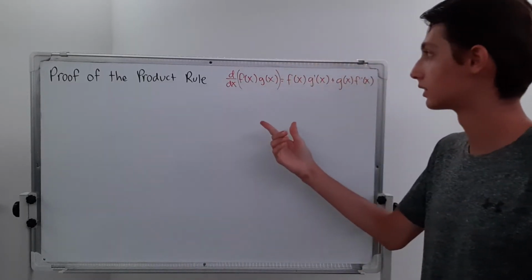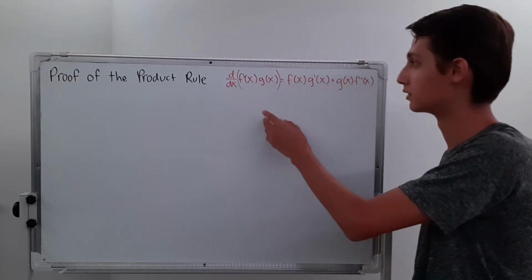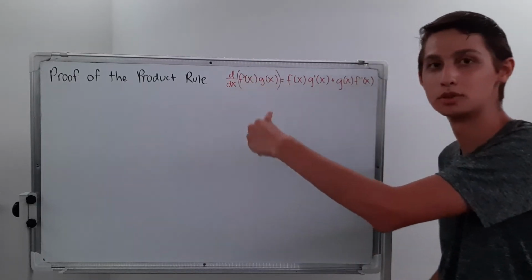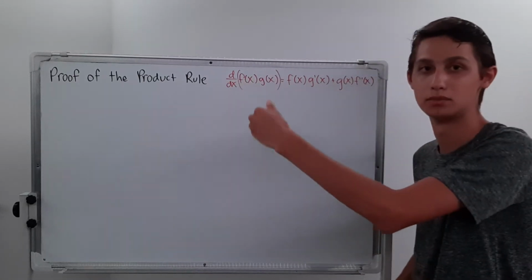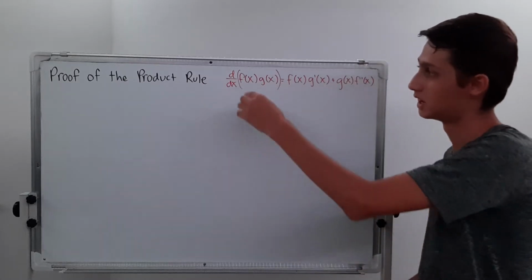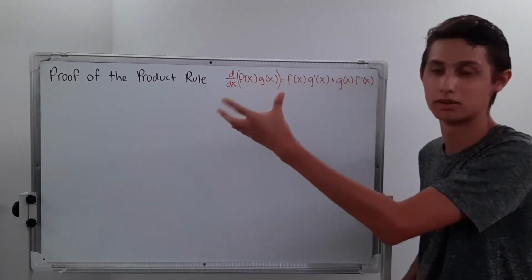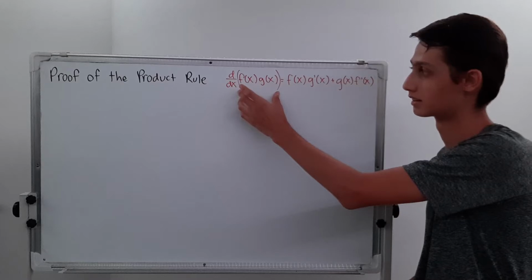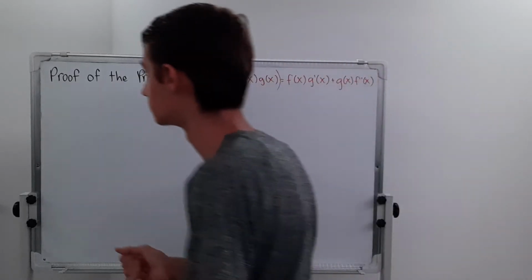So basically, the limit definition of a derivative is limit as h approaches 0 of f of x plus h minus f of x all over h. Here, our function is going to be f of x times g of x. So let's just write that down.